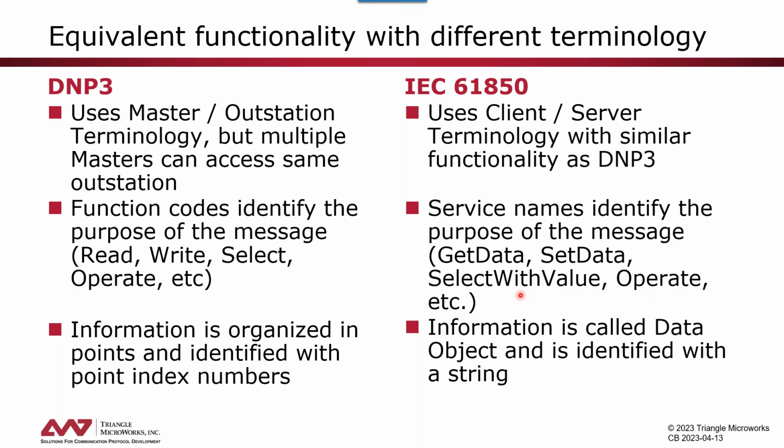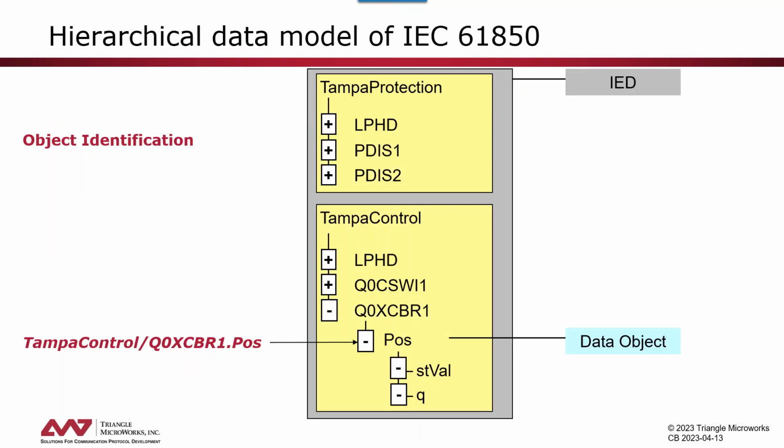When we talk about information in DNP3, the information is organized in points, like in all the SCADA protocols, and the information is identified with a point index number. In 61850, we call the information data object, and the identification of a data object is with a string. We'll explain that on this next slide.